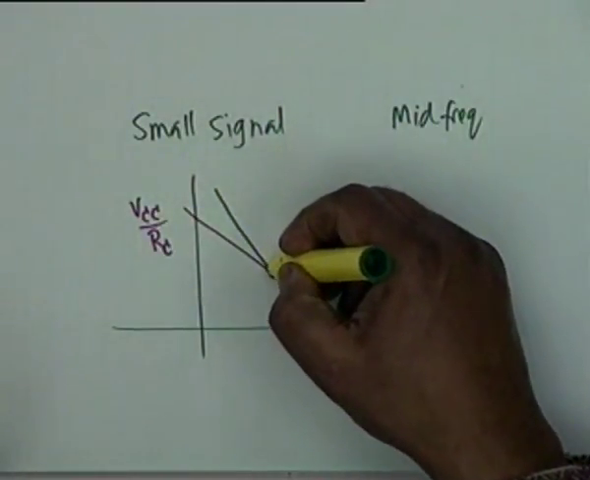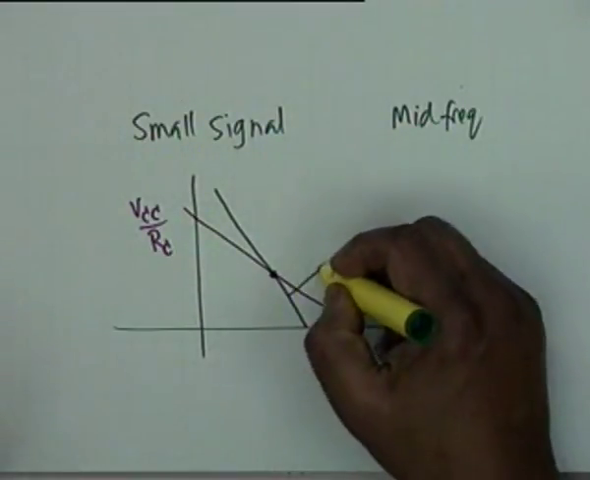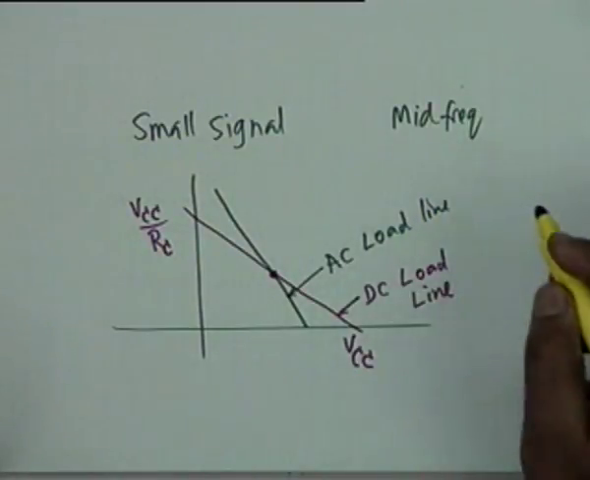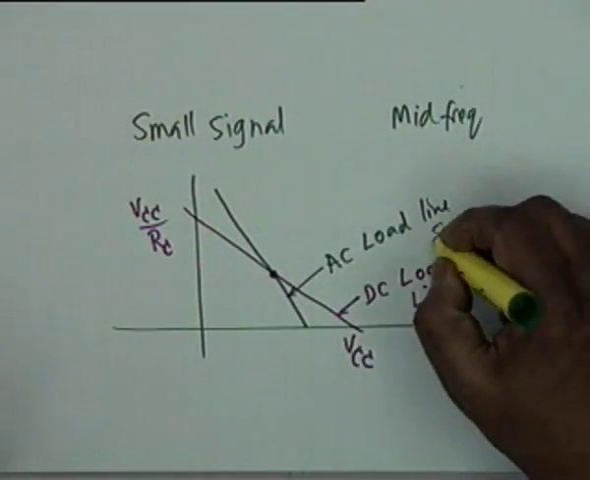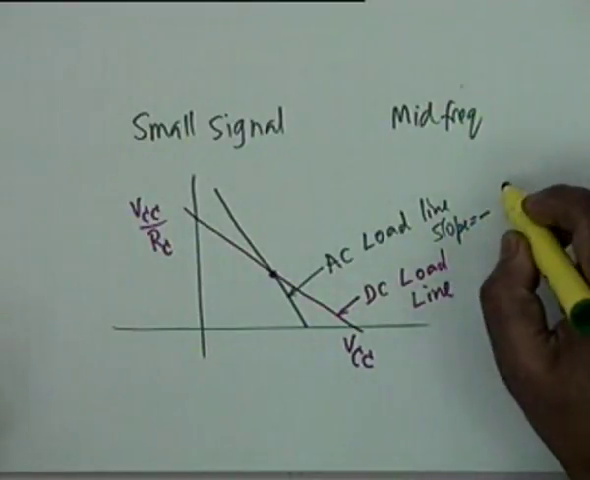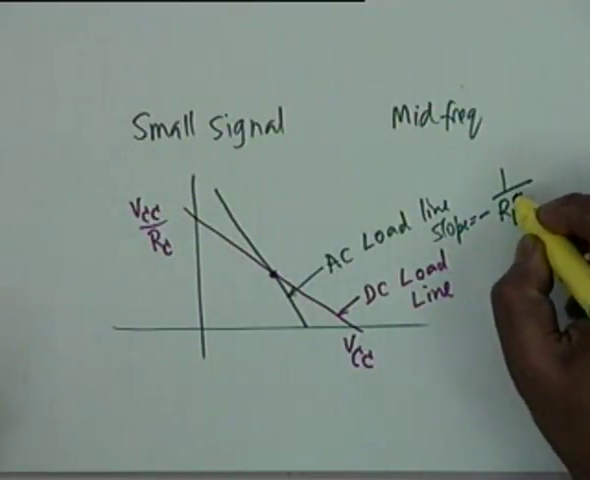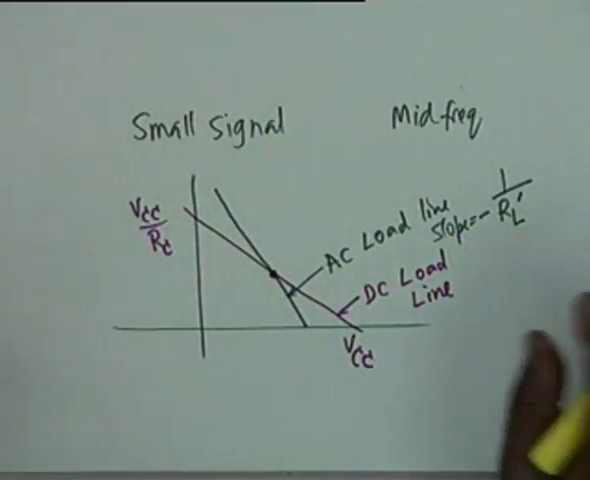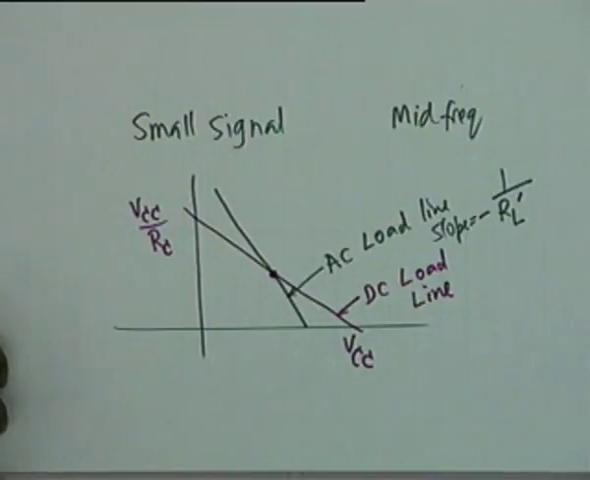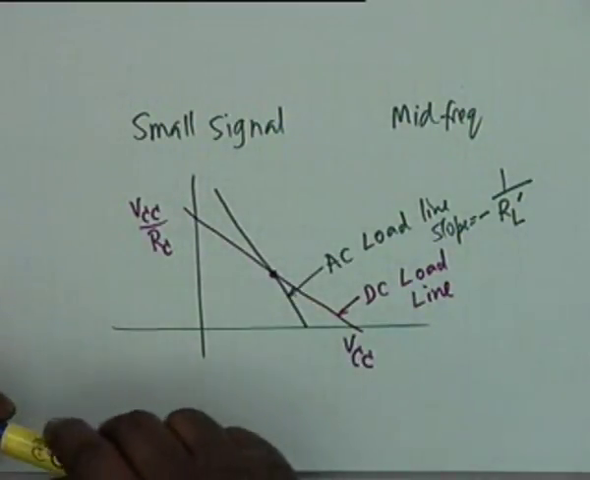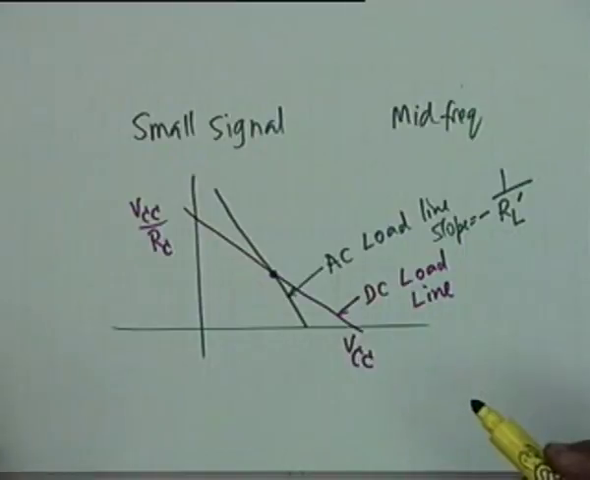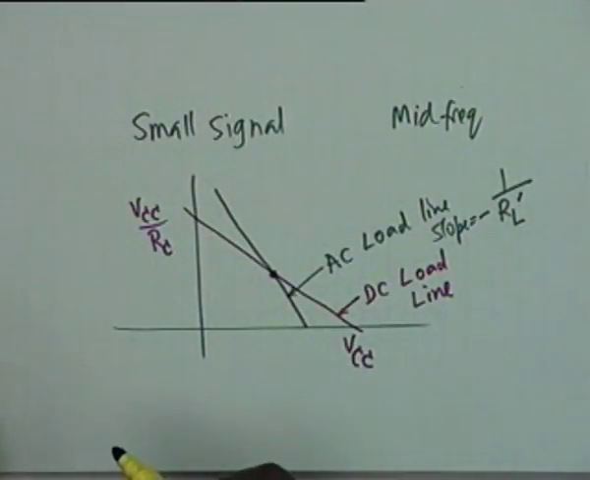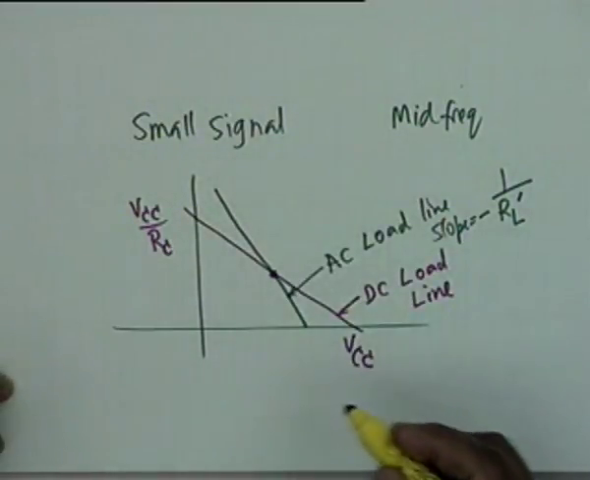If the AC load is different from DC load, then you can draw an AC load line whose slope is minus 1 by RL prime, which is equal to the parallel combination of RL and RC. Okay, this is known, and therefore the AC operation of the transistor, or the signal operation, is on the AC load line, which virtually means, what is the AC load line?